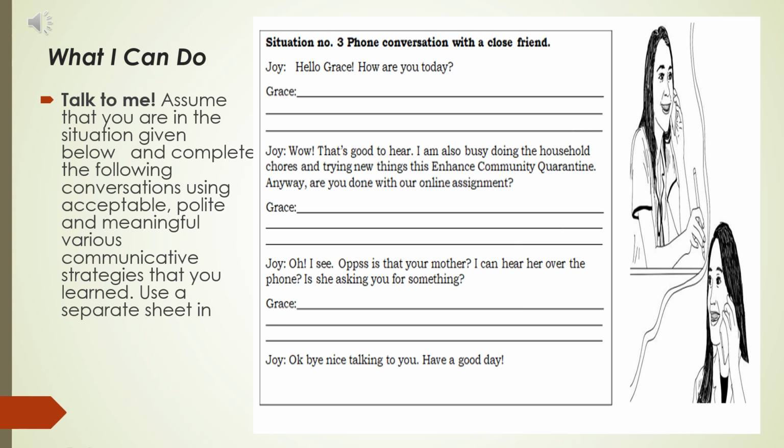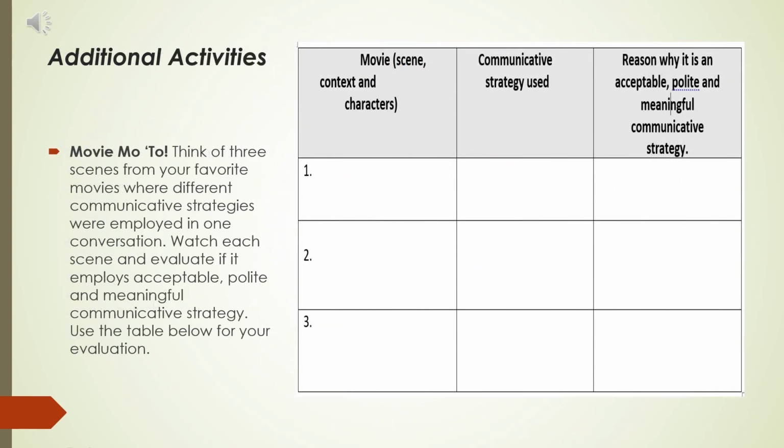Have a good day. So dealing with this, what I can do, you check your Google Classroom. Additional activities. Movie Mo To. Think of 3 scenes from your favorite movies where different communicative strategies were employed in one conversation. Watch each scene and evaluate if it employs acceptable, polite, and meaningful communicative strategy. Use the table below for your evaluation. So in the first column, you have there the movie or scene, context, and characters.